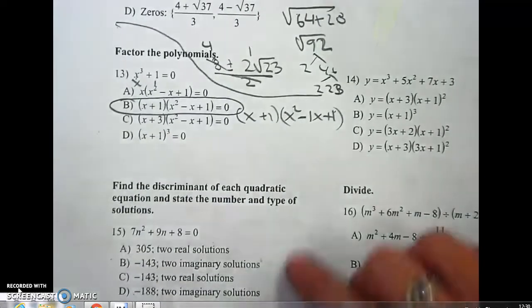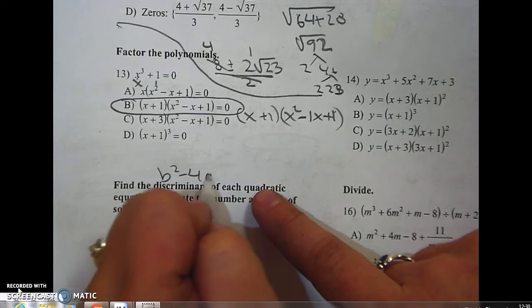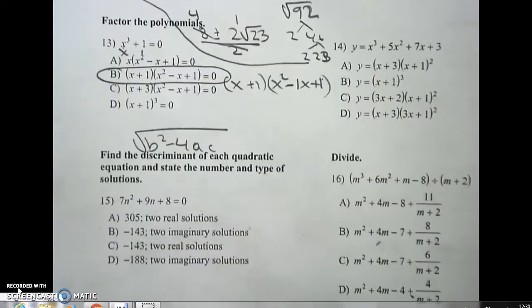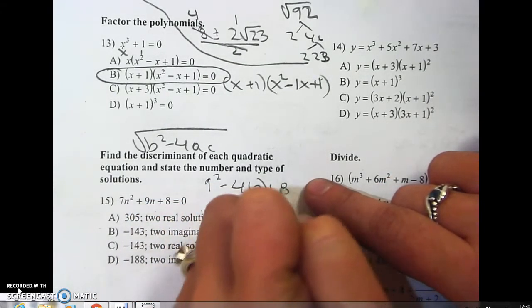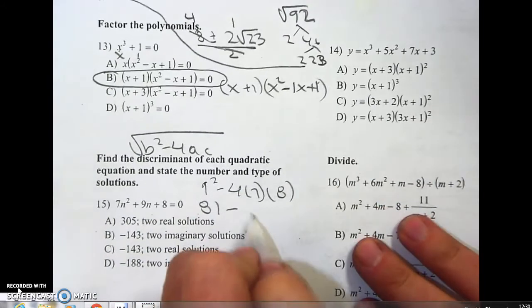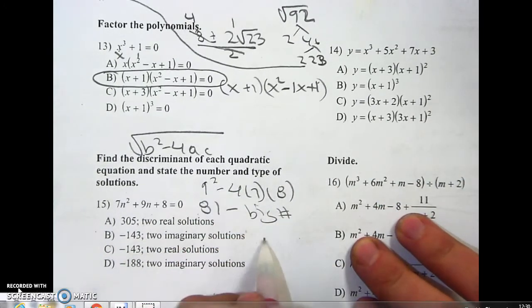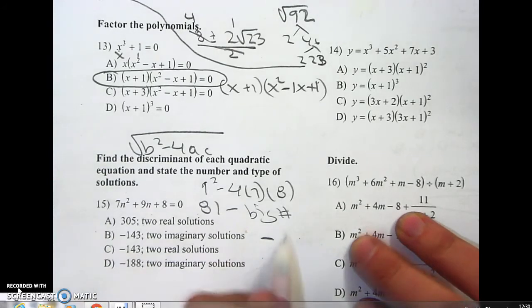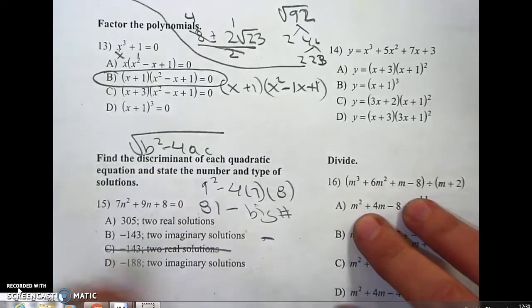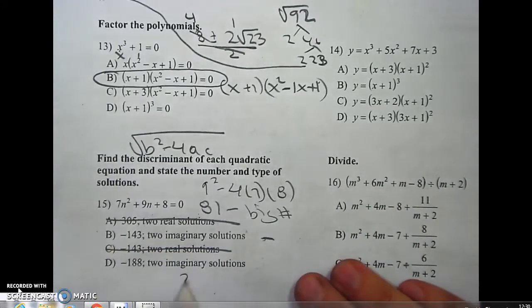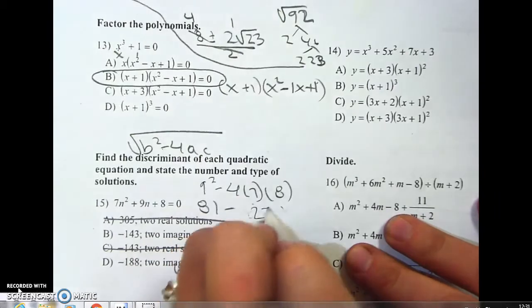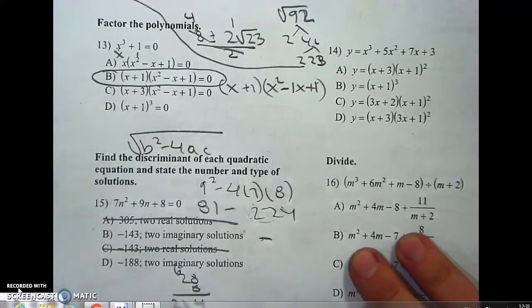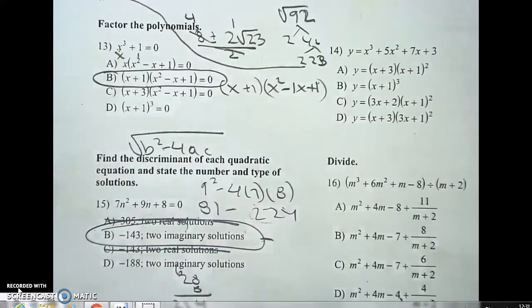Okay, find the discriminant. The discriminant is what's inside the radical when we're doing the quadratic formula. So all I'm going to do is go b squared minus 4 times a times c, and I get 81 minus a big number, which means I know the answer is going to be negative, which means I'm going to have imaginary solutions. So I've just got to figure out what it is. 16 times 14 is 224. So 224 minus 81 is 143. So it's B.